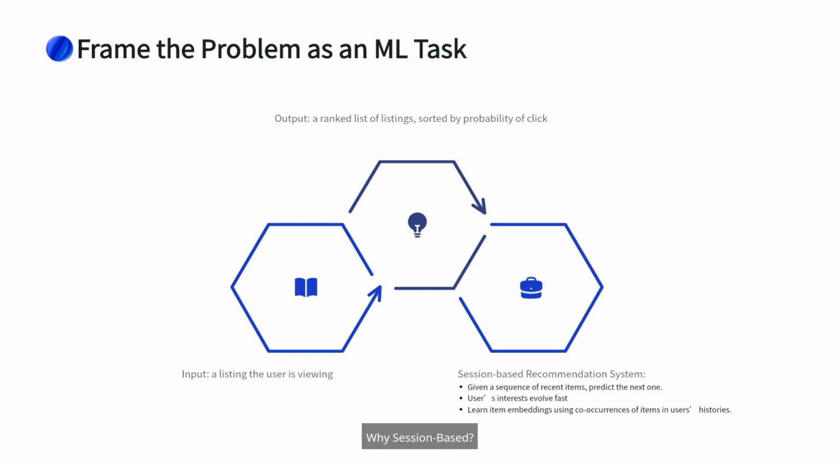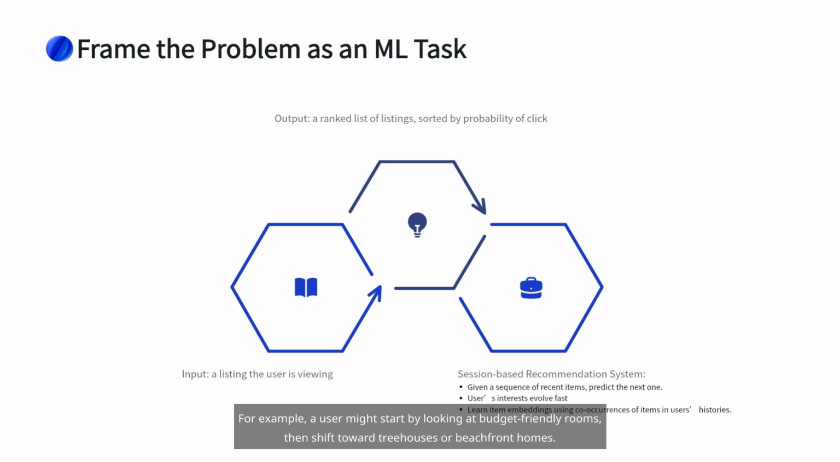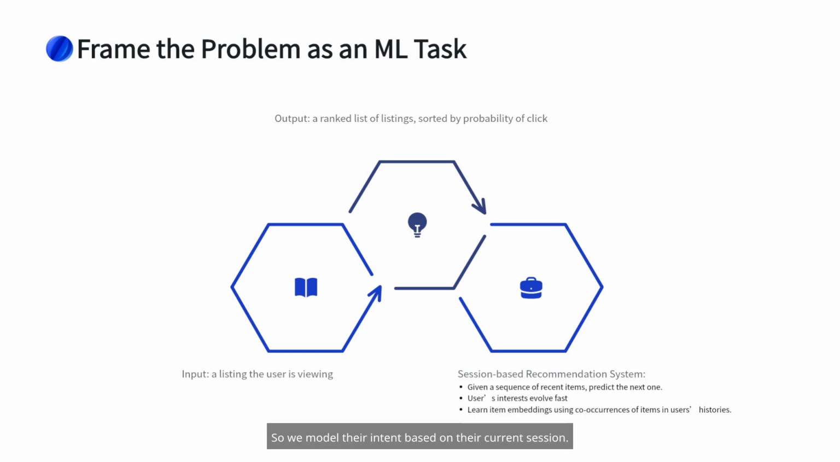Why session-based? This problem is well suited to session-based recommendation for a few reasons. User interest evolves quickly when browsing travel options. For example, a user might start by looking at budget-friendly rooms, then shift toward tree houses or beachfront homes. We can't always rely on long-term user profiles, especially for new or logged-out users, so we model their intent based on their current session.